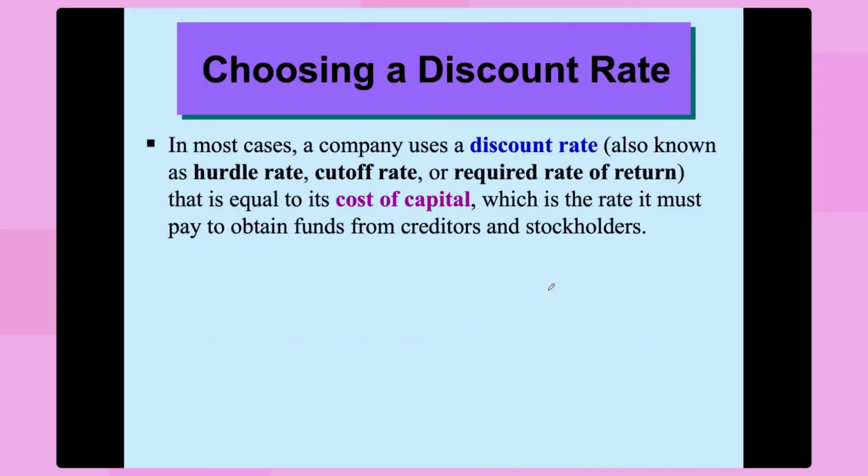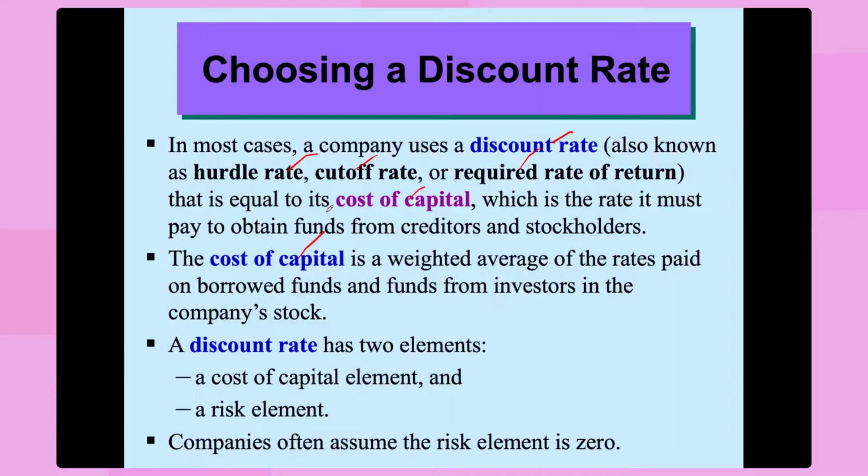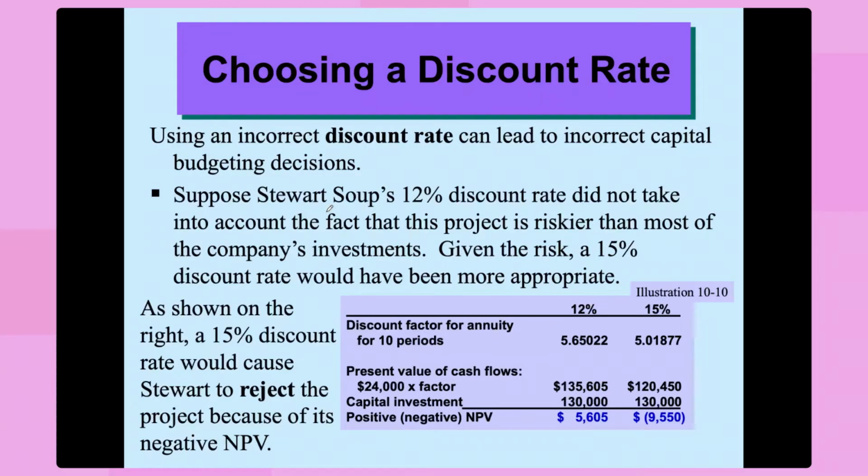Choosing a discount rate. Again, discount rate, hurdle rate, cut-off rate, required rate, cost of capital is the same thing. Companies often assume the risk element is 0. Take note of this one. If your interest will increase to 15%, common sense, and this is basically the cost of equity and cost of capital, as you notice, what happened to the NPV? It will become negative.